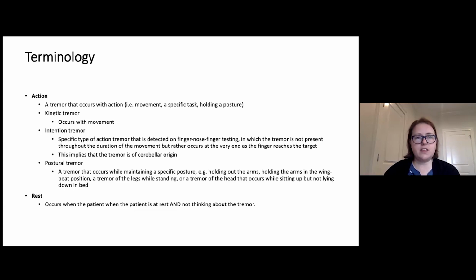And then I wanted to draw your attention to the term intention tremor, because I see this term used incorrectly quite often. So an intention tremor is a very specific type of action tremor that you detect when asking the patient to do finger, nose, finger testing. And the key with an intention tremor is that the tremor is not present throughout the movement, but only when you get to the very, very end of the target. And so when you say intention tremor, this really implies that the tremor is of cerebellar origin. So it's actually a very specific finding. So you should not refer to any old kinetic tremor as intention tremor unless truly it only shows up at the very end of the goal-directed movement.